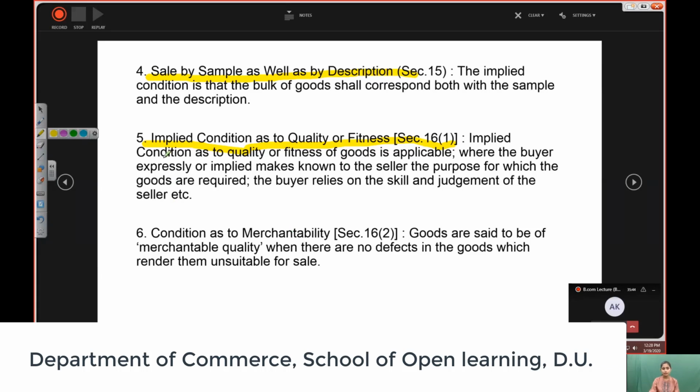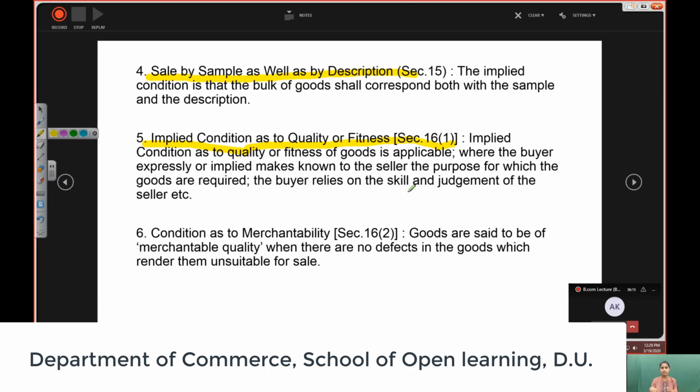The implied condition as to quality or fitness of goods is applicable where the buyer expressly or impliedly makes known to the seller the purpose for which the goods are required, and the buyer relies on the skill and judgment of the seller. So whenever the buyer is purchasing anything, he's relying on the judgment of the seller. The seller is giving him an assurance: if you have asked for a 5-star air conditioner, I'm providing you the same. If I'm selling you this product, trust me, it will be of the quality that you have asked.